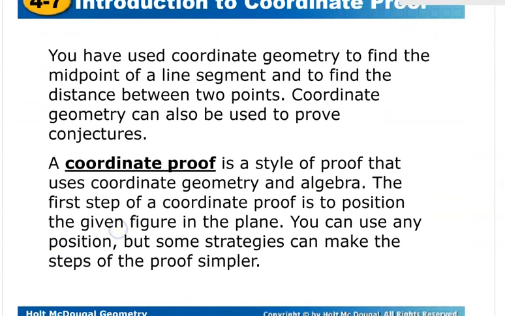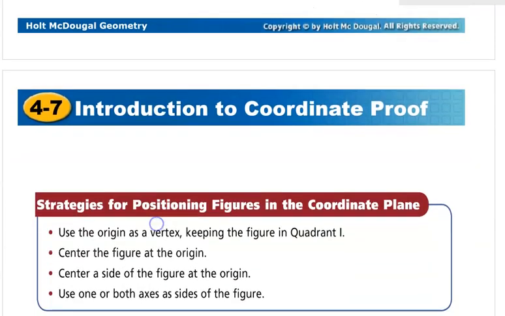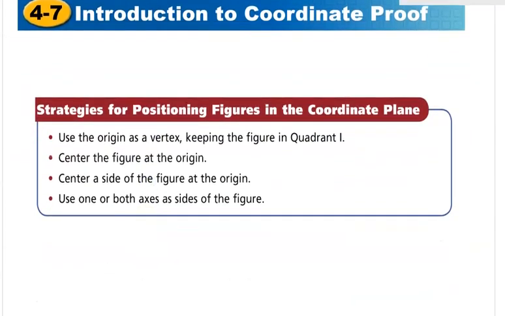Coordinate proofs are nice. A coordinate proof is a style of proof that uses coordinate geometry and algebra. In other words, using the x and y axes, you're plotting points on a graph. So in these coordinate proofs, I recommend using graph paper. The first step of a coordinate proof is the position of a given figure, so graph it. And then you can use any position. Some strategies: we're going to talk about how to position things, how to graph things first.